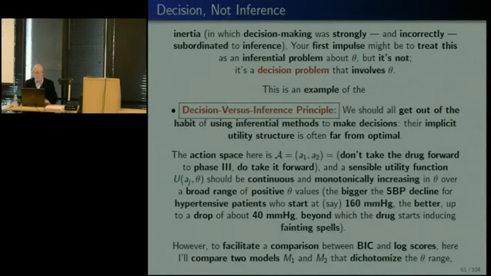So here the action space just has two actions in it. Script A just has A1 and A2 in it. Either don't take the drug forward to phase 3 or do. And so A1 stands for not taking it forward. A2 stands for taking it forward.